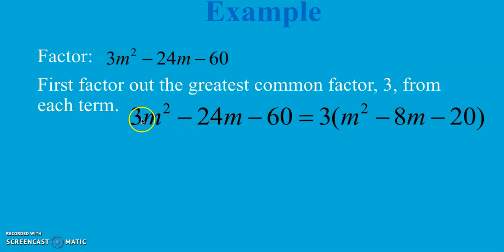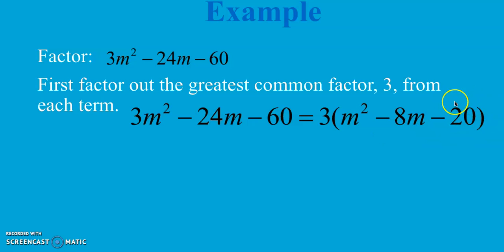I'm dividing by 3. 3 goes into 3 one time, so I have an m squared. 3 goes into negative 24, negative 8 times. 3 goes into negative 60, negative 20 times. I always put whatever I factored out in the front. Now in the previous section, this is where we stopped. We took out our greatest common factor and we put the rest of our information, all of our leftovers, in parentheses. However, since this section is factoring trinomials, you need to continue.